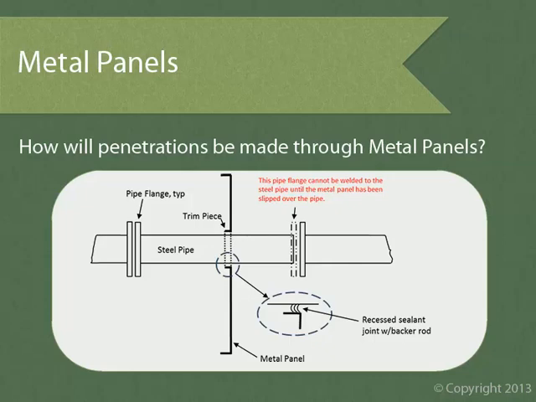Again, we need a recessed cavity of about 1 inch in order to get a clean and effective recessed sealant joint. In this case, it would be prudent for the metal panel sub to provide a trim piece on the backside of their panel, as you see in this detail.